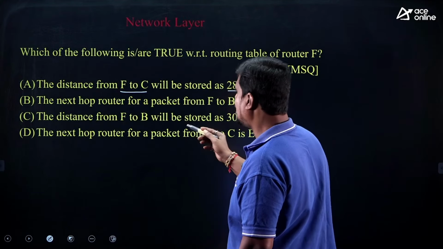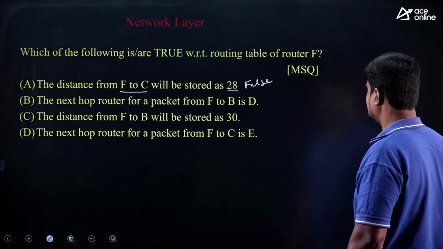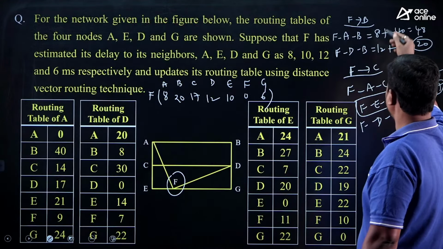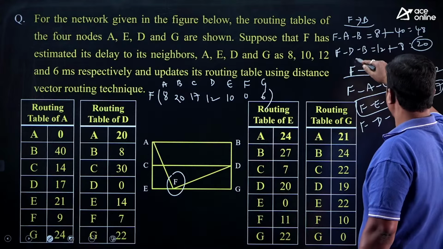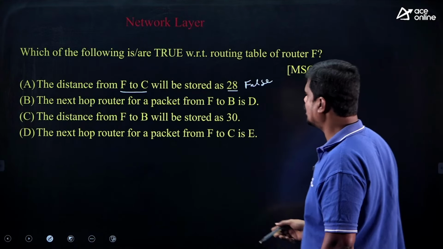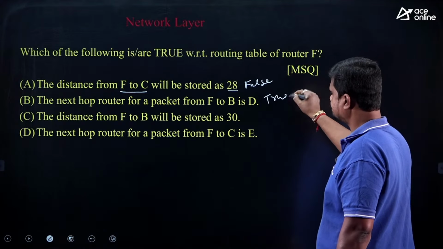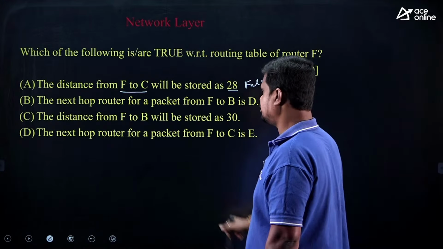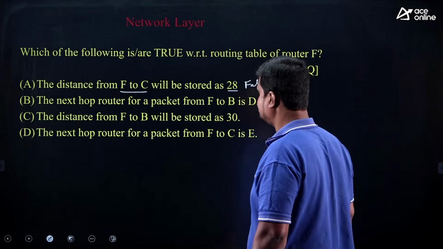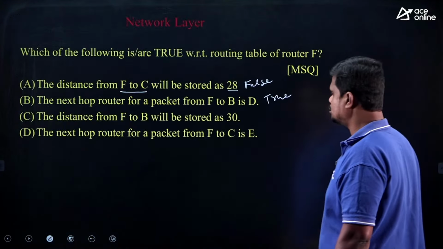Then, the next hop router for a packet from F to B is D. F to B, what is the shortest cost? 20. What is the next hop? D. So it is speaking about that only, right? Yes, F to B it is D. Yes, it is true. Then, the distance from F to B will be stored as 30. F to B is actually stored as 20 but not 30.